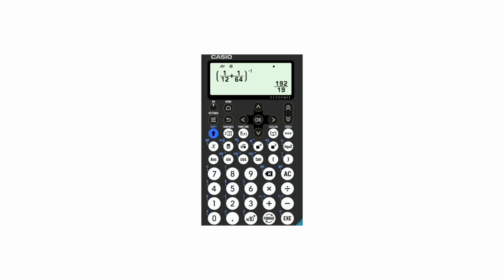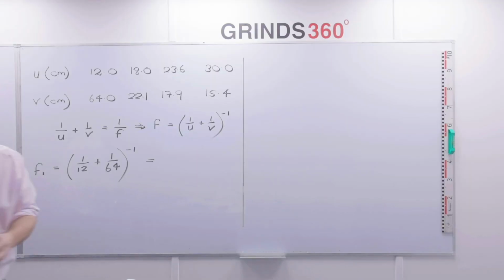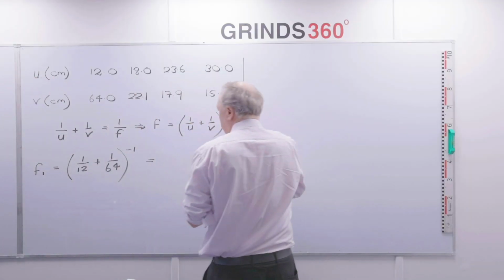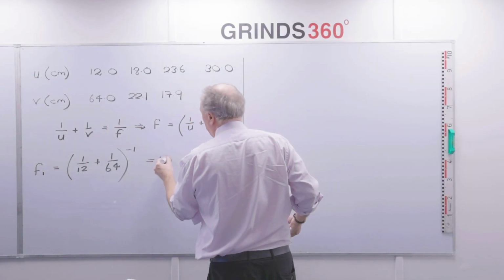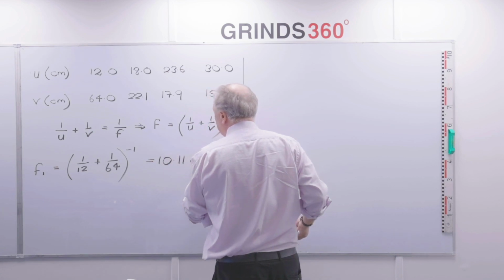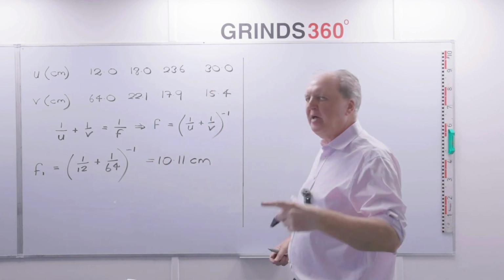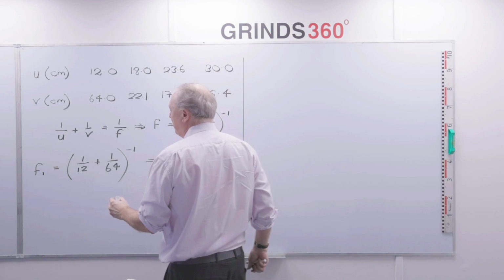I want it in a decimal, probably 2 decimal places, because it's not my final answer. So I'll go format, I'll go down to decimal, execute, and I'll get, say, 10.105, say 10.11, 2 decimal places. So I get 10.11 centimeters. Now you go ahead and do the rest of them. They're all done in your solutions.